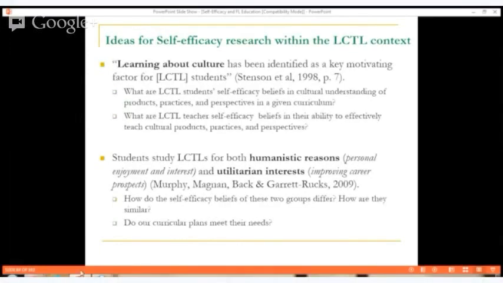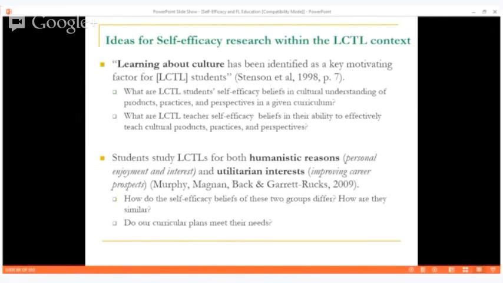Stenson and Al, 1998, talked about how learning about a culture has been identified as a key motivating factor for less commonly taught language students. So, what are less commonly taught language students' self-efficacy beliefs and cultural understandings in products, practices, perspectives in a given curriculum? What are the teacher self-efficacy beliefs in terms of their ability to effectively teach cultural products, practices, and perspectives?